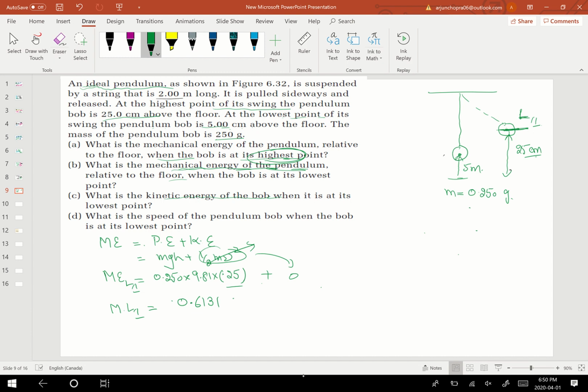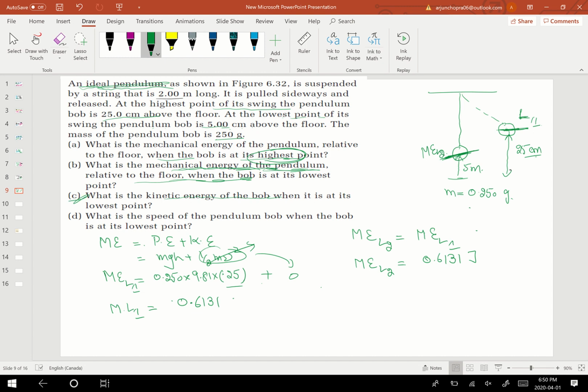Now it says, what is the mechanical energy of the pendulum relative to the floor? Because this is an ideal pendulum, this is a case of an isolated system. So mechanical energy at location 2 is equal to mechanical energy at location 1. I have to specify what I'm calling location 2. So the mechanical energy at location 2 will be the same, 0.6131 joules.